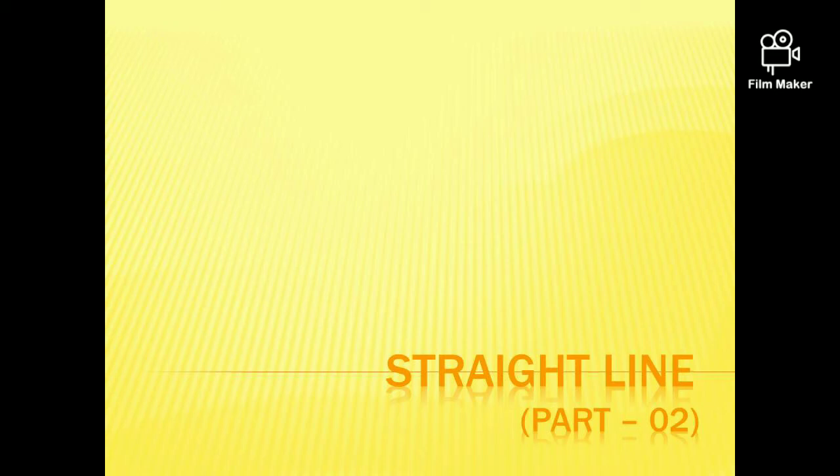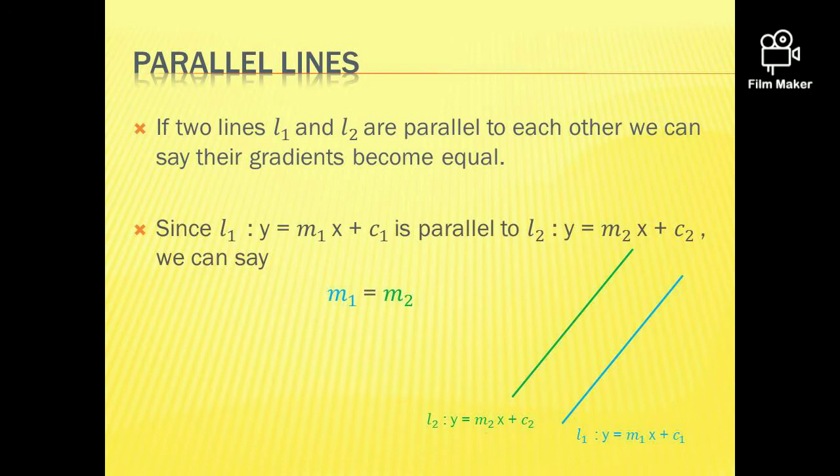In this video, we are going to discuss parallel lines and perpendicular lines. What are the properties where we can understand if two lines are parallel to each other? If two lines are parallel to each other, we know that their gradients must be similar. For example, if you get two lines, L1: y equals m1x plus c1 and L2: y equals m2x plus c2, you can simply understand their gradients are similar, therefore you can write m1 equals m2.